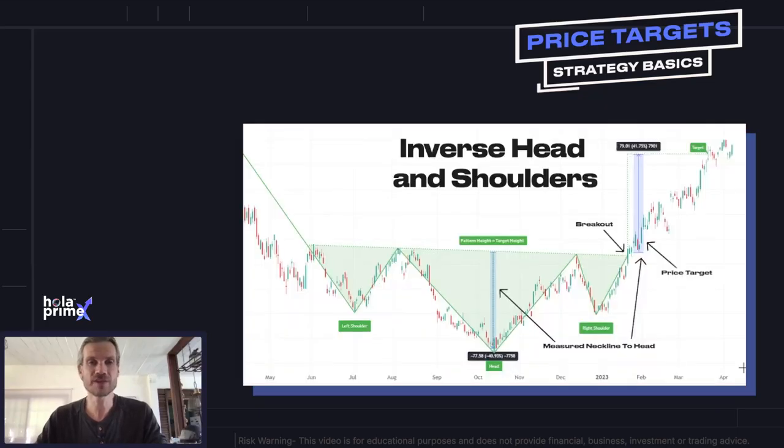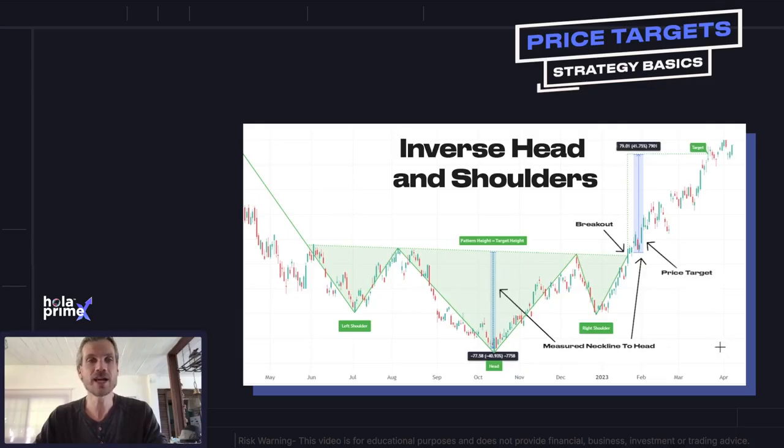So this is an inverse head and shoulders reversal pattern. Left shoulder, head, right shoulder, and the neckline here. You calculate the measured move from this pattern by measuring its depth, or rather the height of the pattern. When the price action then breaks the neckline, you then use the height of the pattern to determine what the measured move will be, and that is your price target. That is where you potentially would take profits from a breakout of this pattern.